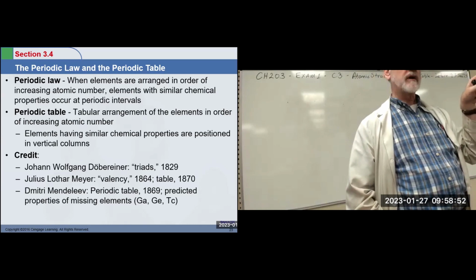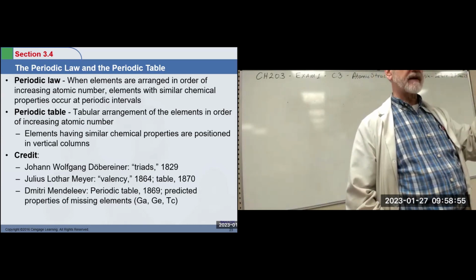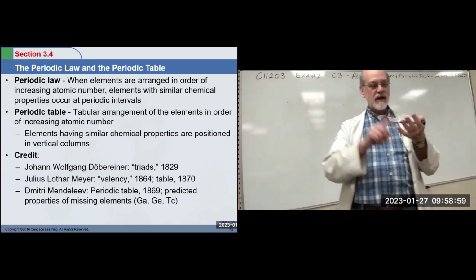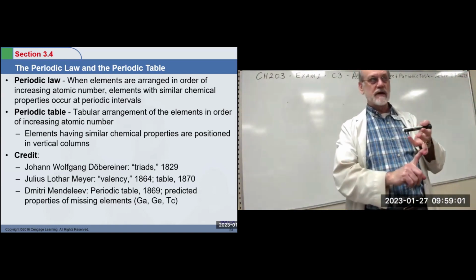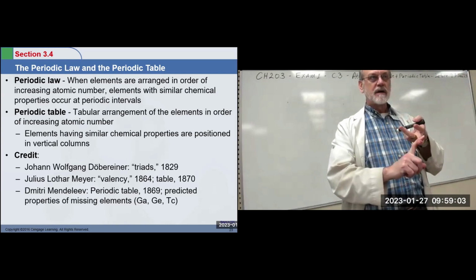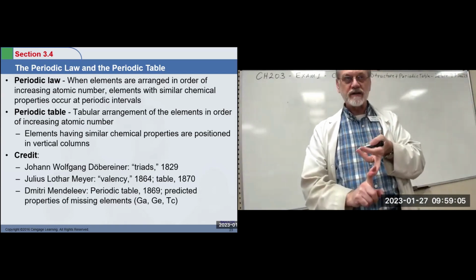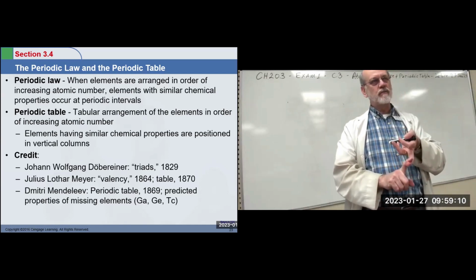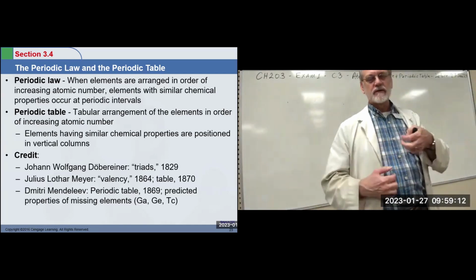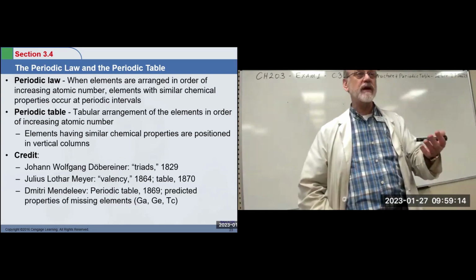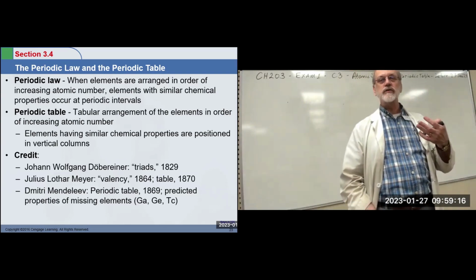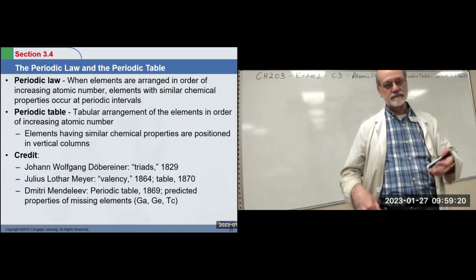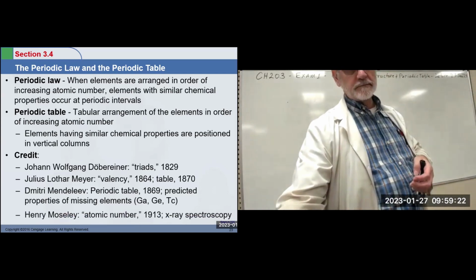He said, eventually we're going to find an element that fits that place, and it'll have this mass, and it'll have these chemical behaviors and physical properties. So he used his table to predict undiscovered elements. And sure enough, every one of them was found. So that's why Mendeleev gets most of the credit for the periodic table. He used it to predict the existence of elements that were yet undiscovered.